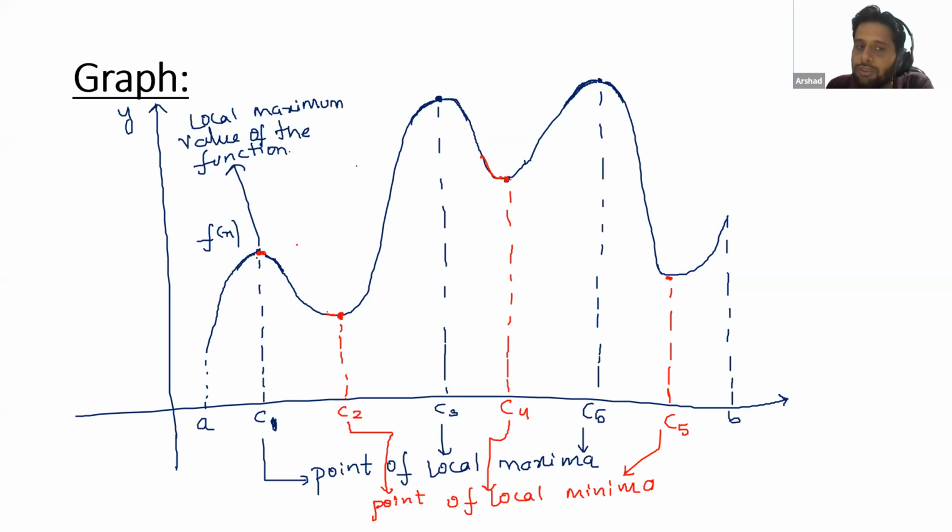Local minimum value can be greater than the local maximum value. So local maximum value doesn't mean the greatest value. This means the value which is greater than the neighboring points. Local minimum doesn't mean the value where the function has its minimum value. This means that the value is less than the neighboring points.